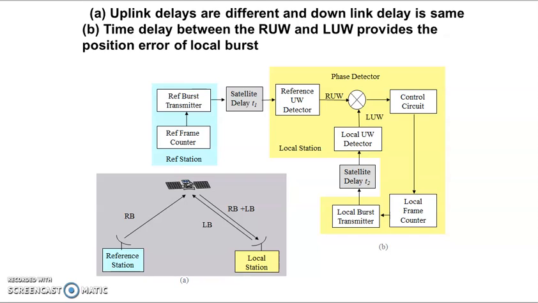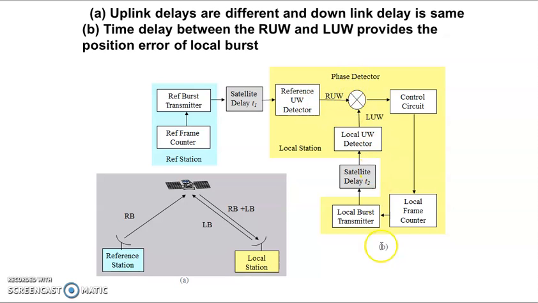That's why, if you see a TDMA frame format, we need a reference station number, so the reference station unique word, RUW, and the local stations. Each and every station has a different unique word, or we can say an identification for the given particular station. Here we have the reference station. The data transmitted from the reference station has a satellite delay, we can say the delay T1 from the reference station, and here is the reference unique word for the reference station.